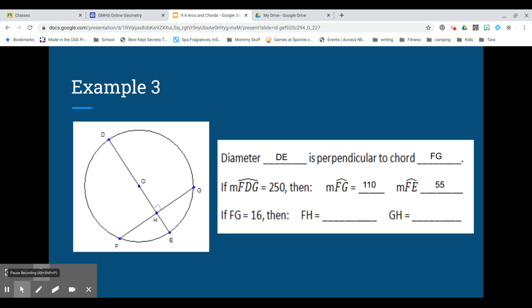And our last part, if the chord FG is 16, again, the chord is split in half by the diameter because it's perpendicular. So FH would be 8, and so would GH.